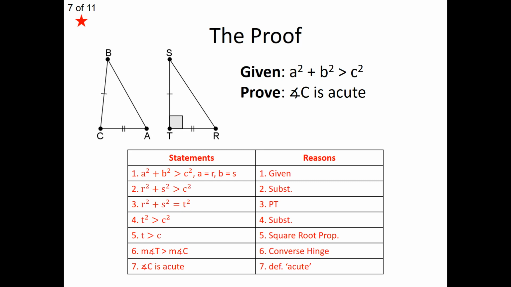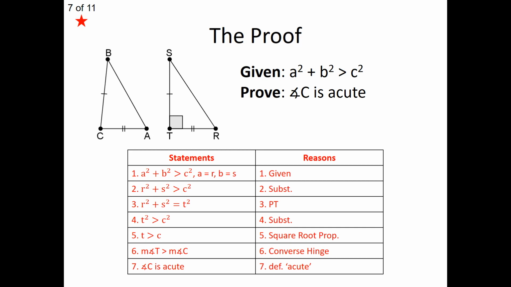So we know that we have those two sides of one triangle equal to two sides of the other. Now what we can do is take our relationship there, that inequality of a squared plus b squared greater than c squared. Since we know that a is equal to r and b is equal to s, let's replace them. Take a out and put r in, take b out and put s in, which means now we have this relationship of r squared plus s squared is greater than c squared.